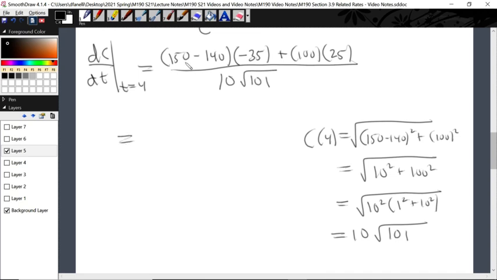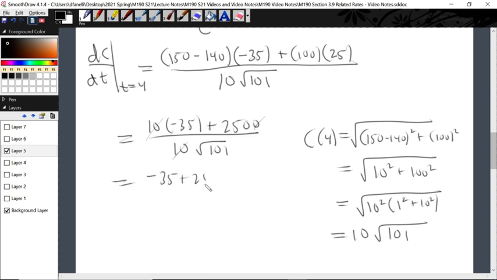All right, so what does this equal? 150 minus 140 is 10. So we have 10 times negative 35 plus 100 times 25, which is 2500, over 10 root 101. I can factor out a 10 from the top. We get negative 35 plus 250 over root 101, which is 215 over root 101.